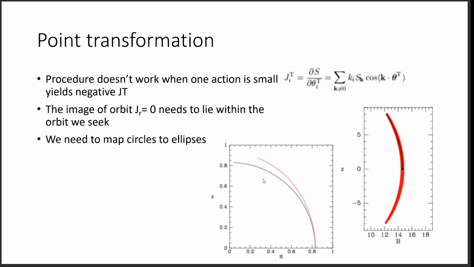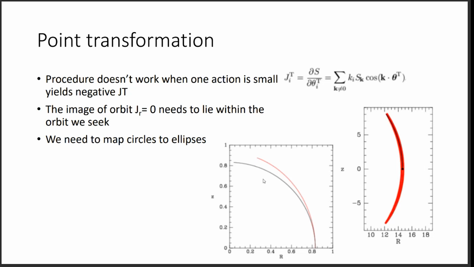So what does this tell us? This tells us that you can't use a generating function of this sort to find the very skinny orbits, the orbits in which an action vanishes. It must be that the image of the orbit J_R equals naught, which is what we call a shell orbit, and here the black line is a piece of a shell orbit, has to be mapped already onto the toy orbit J_R equals naught. And we do that using a point transformation.